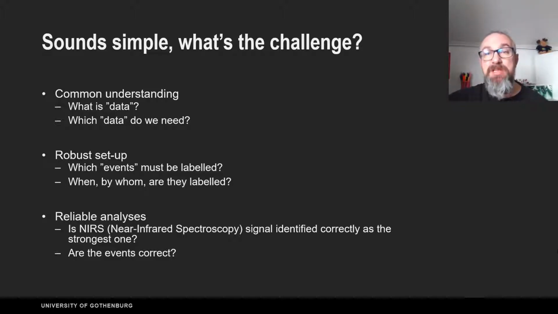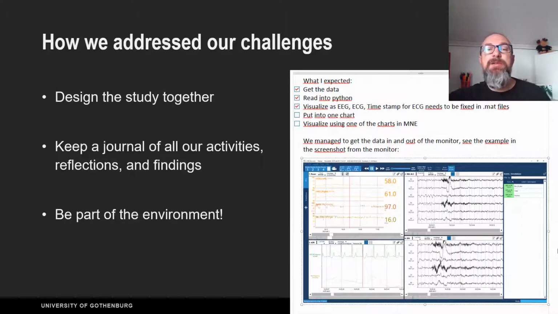And also, when we see a machine learning algorithm taking a decision or making a recommendation, which signal is used to make that recommendation? And does it make sense for the clinical professionals as well? So how do we address that?